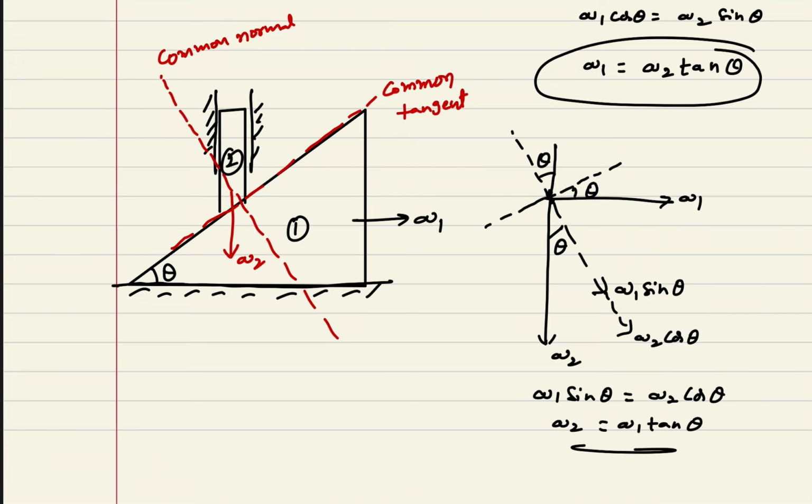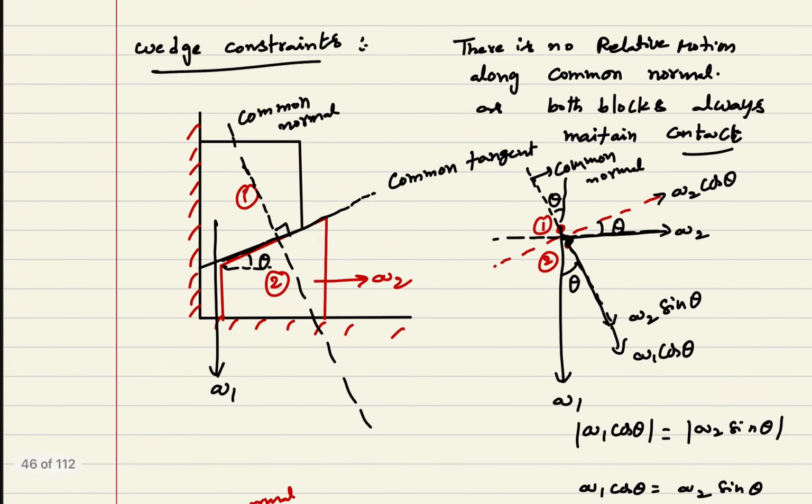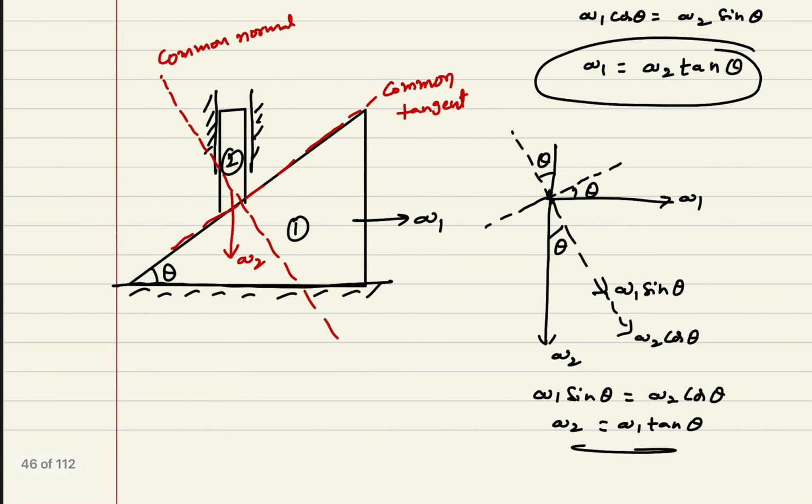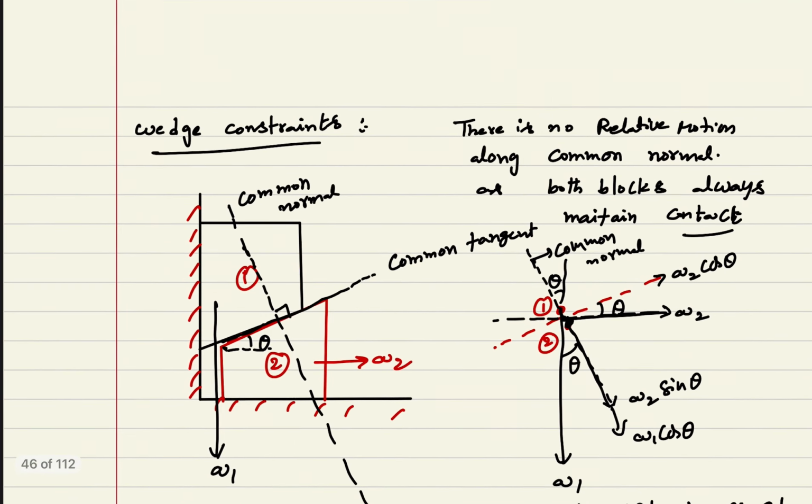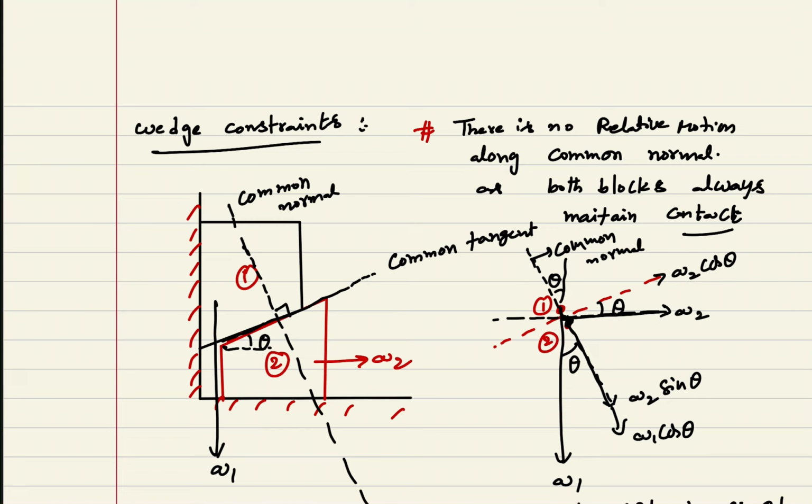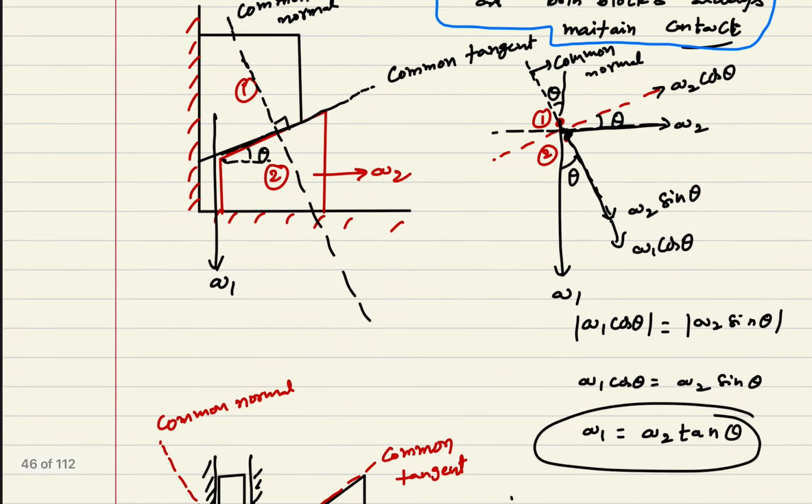As per the situation, you have to draw the diagram. This is about the wedge constraints. Wherever wedge constraints are there, we have to follow this expression. There is no relative motion along the common normal if the blocks are maintaining contact. Okay. Next one.